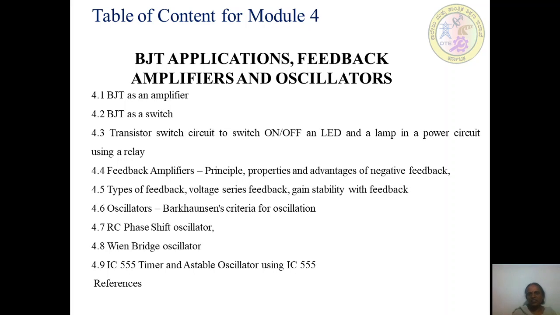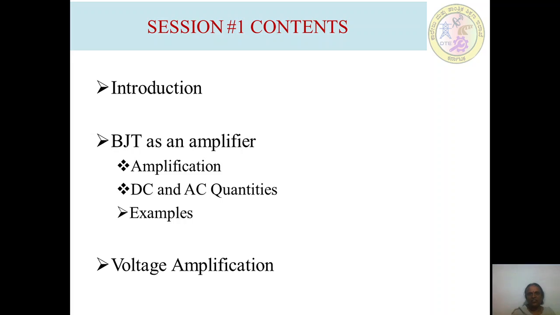In this complete module 4, we'll be breaking up into small sessions. Session 1 of module 4 consists of the introduction to the BJT as an amplifier. Next, amplification, DC and AC quantities. Finally, we are done with the examples.